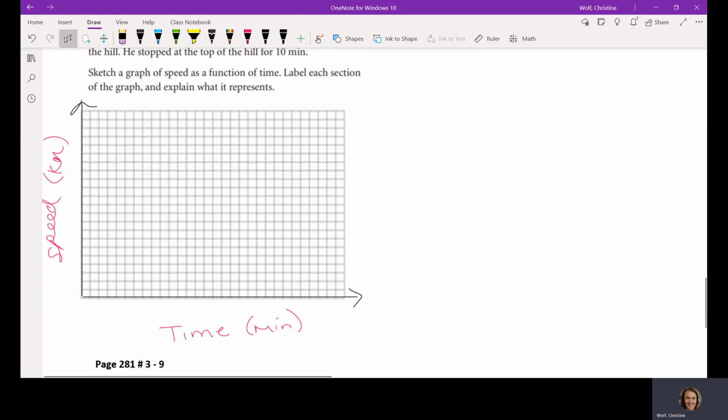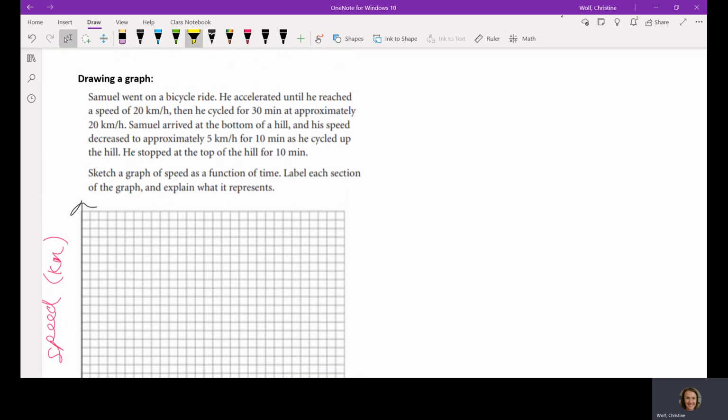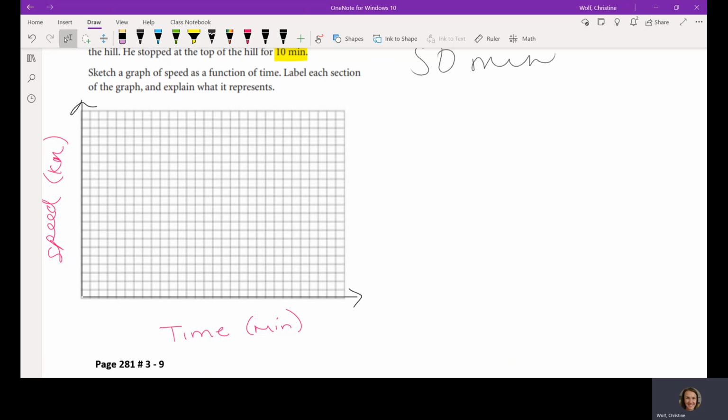So we have to figure out how long this whole thing was. He accelerated and got to 20 kilometers an hour, and he did that for 30 minutes. Then he got to a hill, and it took him about 10 minutes to get up that hill, and then at the top he stopped for 10. So this whole thing is 50 minutes. Down here we have a lot of room. We want to get up to the 50 mark. Don't jump by 10. If you jump by 10, we're already at 50 right there. Let's spread out a little bit. Oh no, I just erased my pretty line.